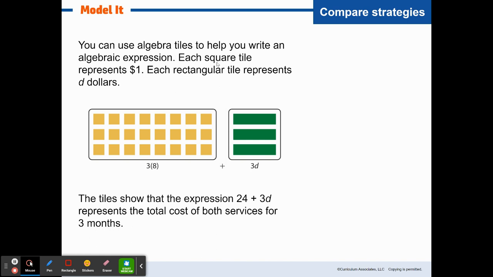So it says each square tile represents $1. So this little yellow is $1. And each rectangular tile, so that's the green, represents D dollars, the unknown amount. So we know it's something, we just don't know what it is. So with this one, we knew that the first service for 3 months was going to be $8. So if you look, check out how many are in each row. We have 3 rows.